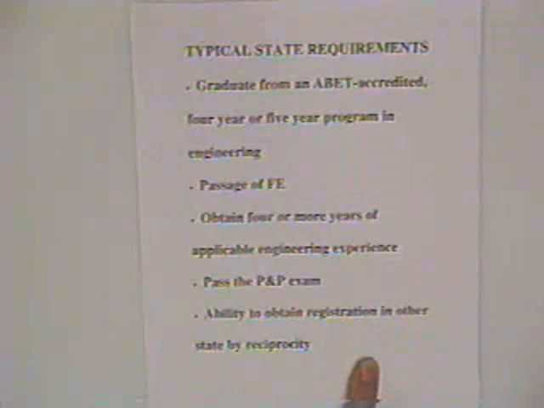This is where you run into problems with reciprocity, this last bullet, the ability to obtain registration in other states by reciprocity. That will not apply if you, for instance, are an engineering technology major, you pass the fundamentals exam, pass the P&P, and get registered. Some states perhaps would not allow you to obtain registration in their state by reciprocity because you did not have an engineering degree program. But since all the states are different, what you'll need to do is look at the requirements for your particular state and determine what those requirements are. And if you want to apply for reciprocity in another state, you have to look at the requirements and see if you would be able to get registered in that state by reciprocity.